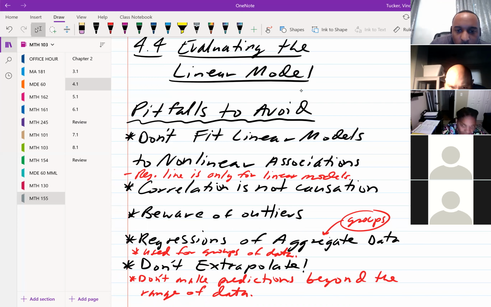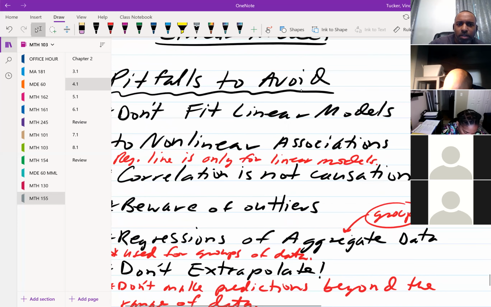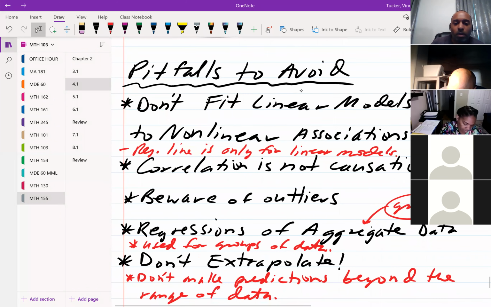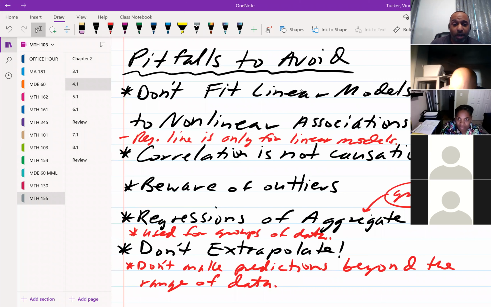I wrote that real small, expecting y'all to, let's see if that'll help. So regression lines of aggregated data, in other words, groups of data. It can be used for groups of data. But then, just saying, watch it. And then here, don't extrapolate. Don't make predictions beyond the range of the data.